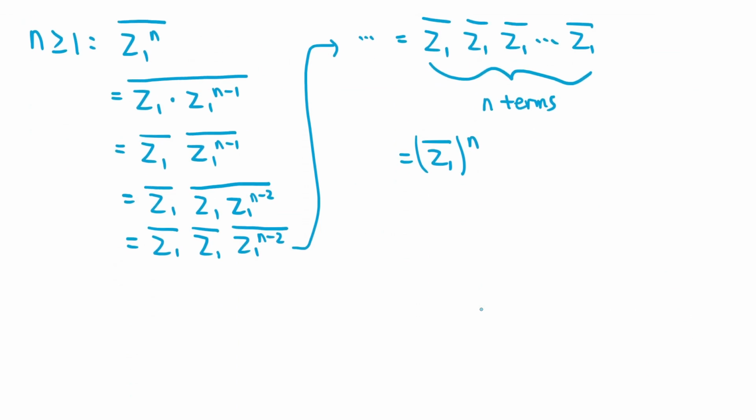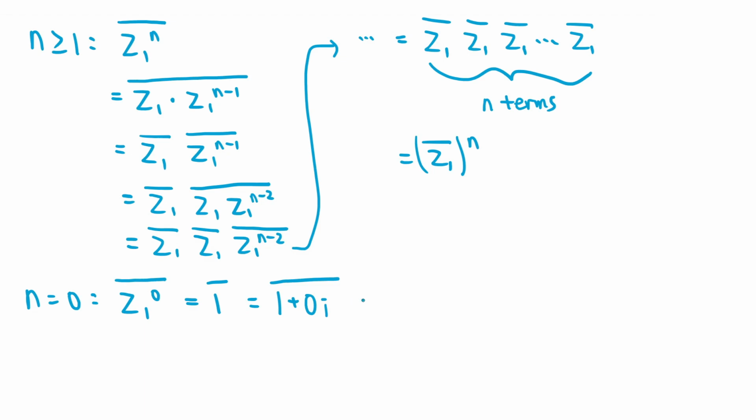So if we consider the case where n equals 0, well, there's only one thing to consider, and that's just Z1 to the power of 0 under the conjugate. Well, Z1 to the power of 0 is just equal to 1, since any complex number to the power of 0 is equal to 1, and this is under the conjugate. And the conjugate of 1 is just equal to 1, because there's no imaginary part to consider. So you can think of 1 as just 1 plus 0i. Well, if you take the conjugate of that, that's just equal to 1 minus 0i, and that's still equal to 1.